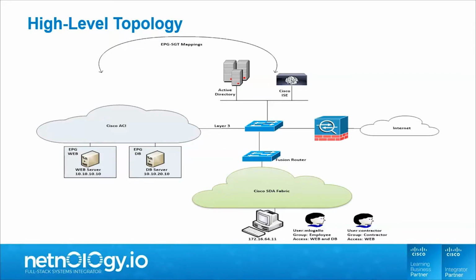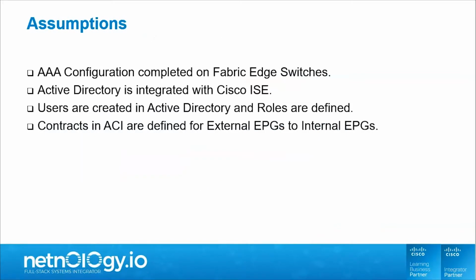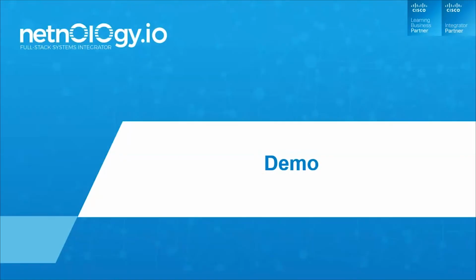Next, we will briefly look at the minimum switch configurations required for the device external to the ACI environment. The following needs to be configured for the integration to work. It is assumed that this has already been performed. AAA configuration completed on access switches. Active Directory is integrated with Cisco ISE. Users are created in Active Directory, and roles are defined. Also, the contracts in ACI are defined for external EPGs to internal EPGs. Let's begin our live demo.